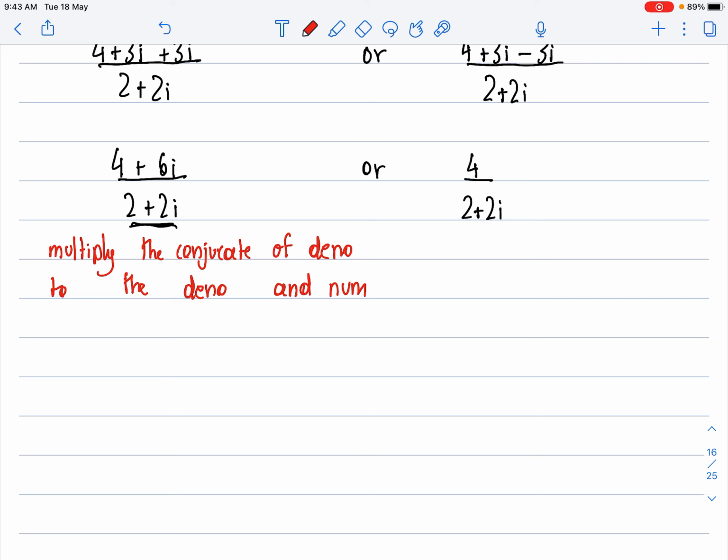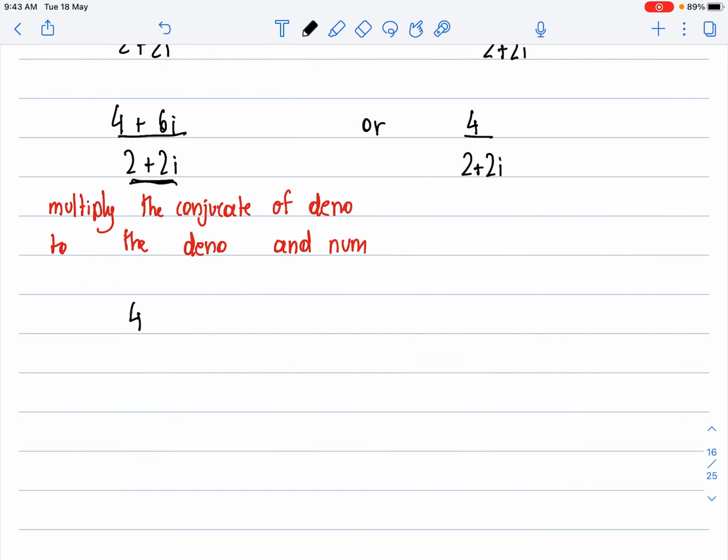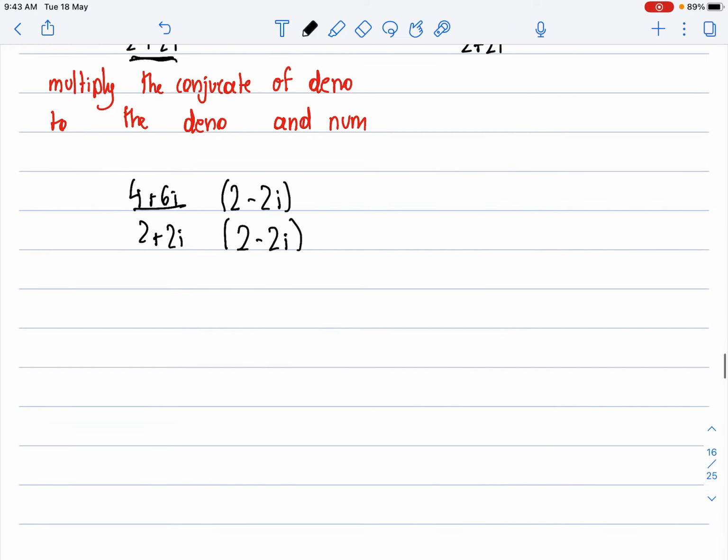Rationalize basically. So I can write this simply as 4 plus 6i over 2 plus 2i multiplied by the conjugate of 2 plus 2i, which is simply 2 minus 2i, because in the conjugate only the sign of the imaginary part changes. So I can write it something like this. So now I can expand to get 4 into 2 minus 2i plus 6i into 2 minus 2i.